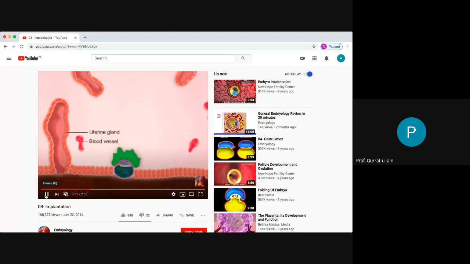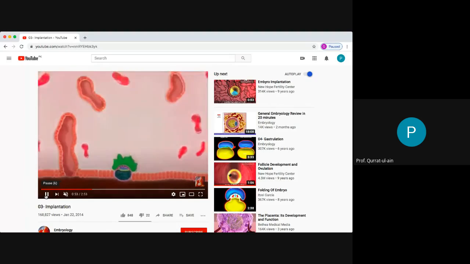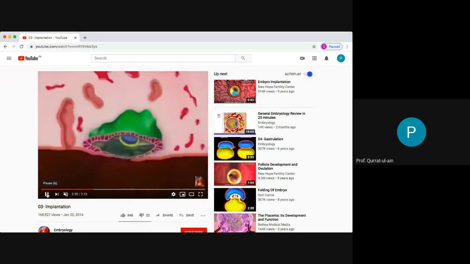See how it's moving, and it is now almost completely embedded, but there will be a surface defect here, which will be closed, and it will be healed just like any defect in the body. Now it's inside the endometrium. This is the endometrial glands where the decidual cells and decidual reaction is there. This is the syncytiotrophoblast, and this is the cytotrophoblast here, the blastocyst cavity.